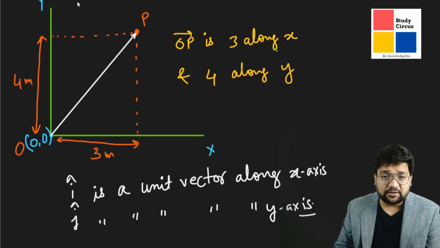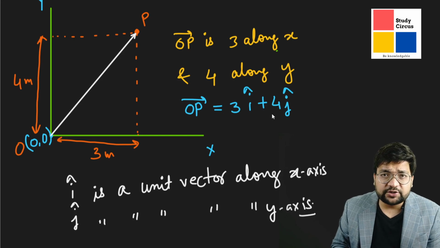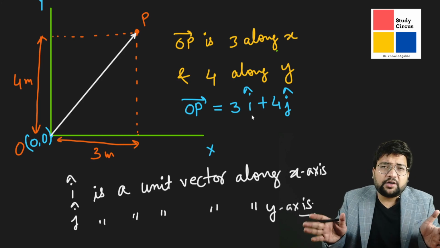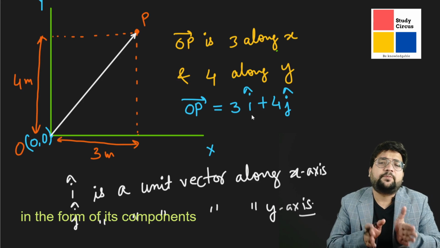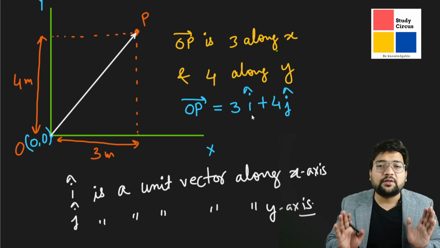So I can write the OP vector as 3 units along x and 4 units along y: 3 i cap plus 4 j cap. Now this OP vector is totally represented in the form of its components. You have just broken down OP into its components. Three along x and four along y totally define the vector OP.